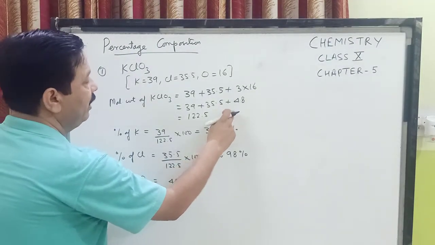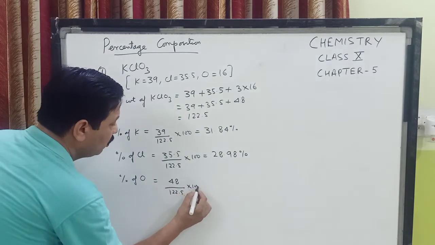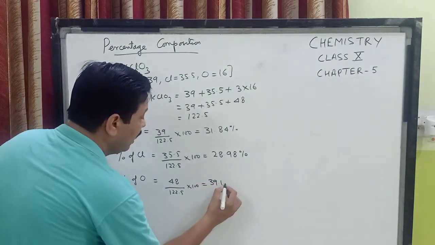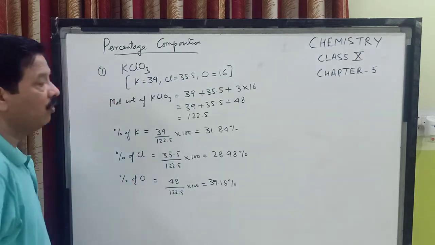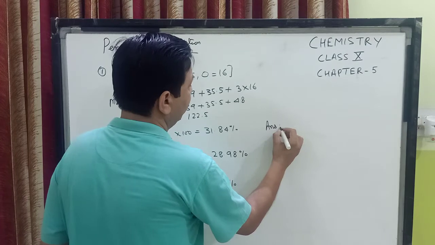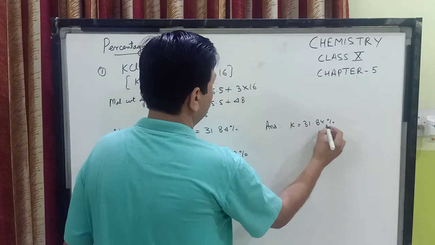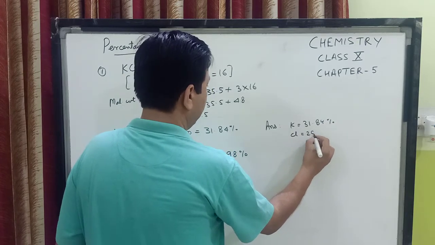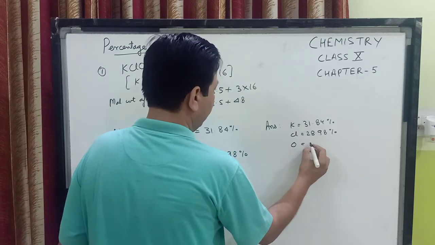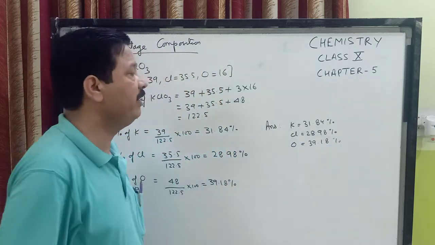Here it is 48 parts out of 122.5 parts, and out of 100, when we calculate the percentage, it comes out to be 39.18%. So children, when we write the answer, we say potassium is 31.84%, chlorine is 28.98% and oxygen is 39.18%.